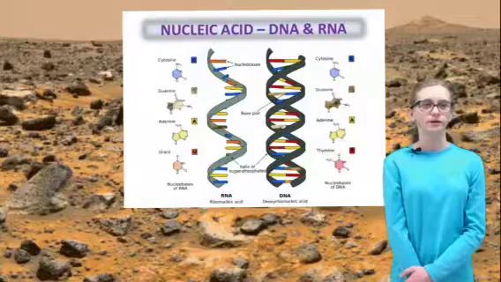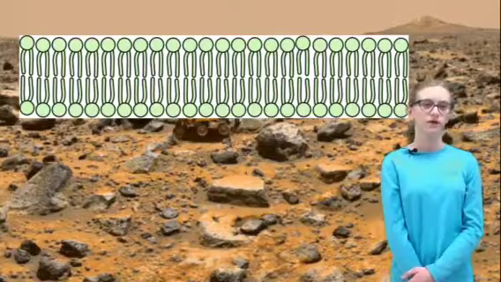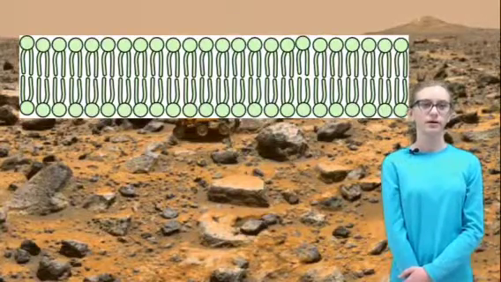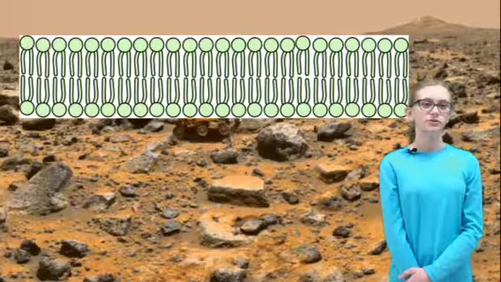Next, I will go over what lipids are. Lipids can be described as fatty, oily, and waxy, and are found in the cell's membrane, and the fat in our bodies. Lipids are important energy sources and provide insulation to our bodies.